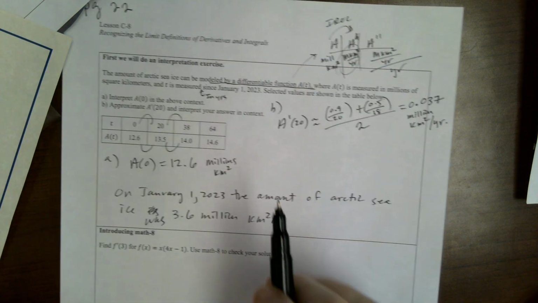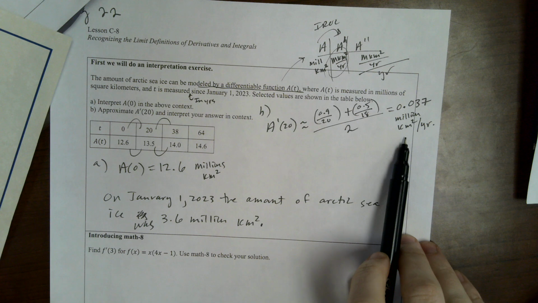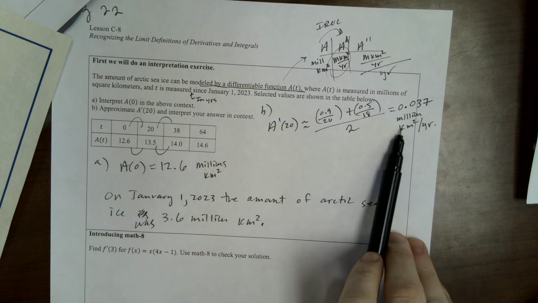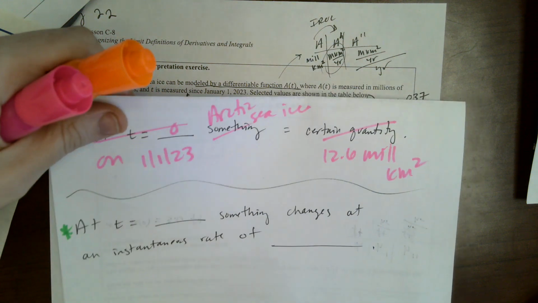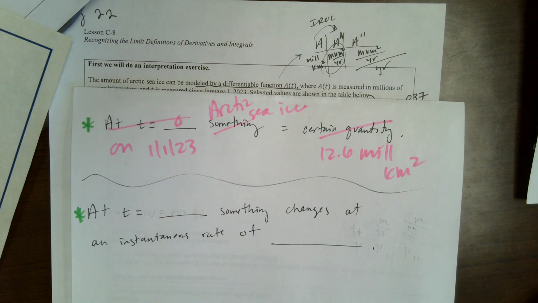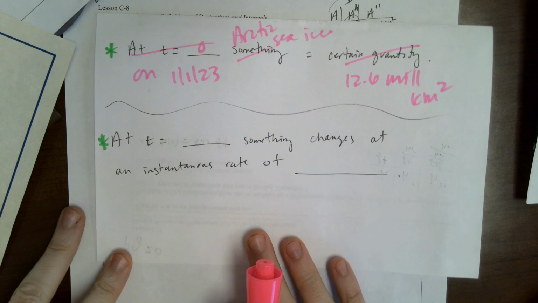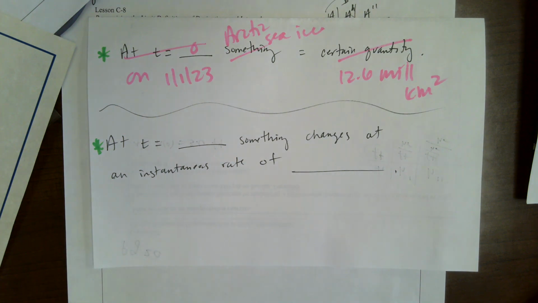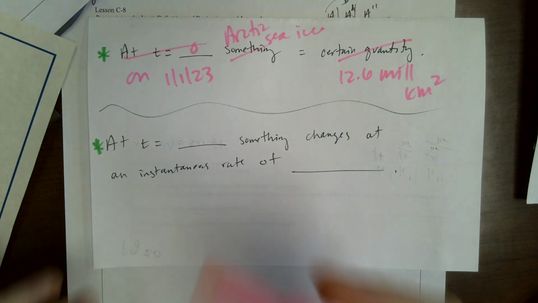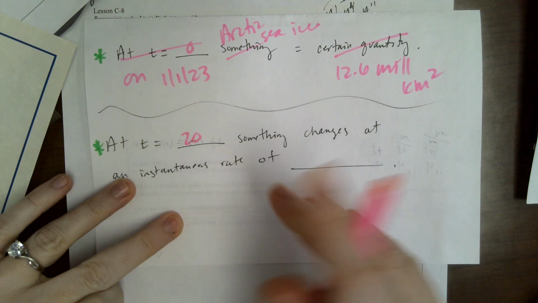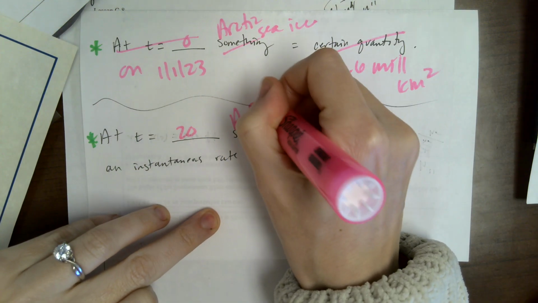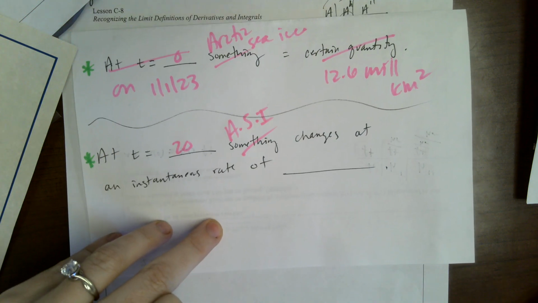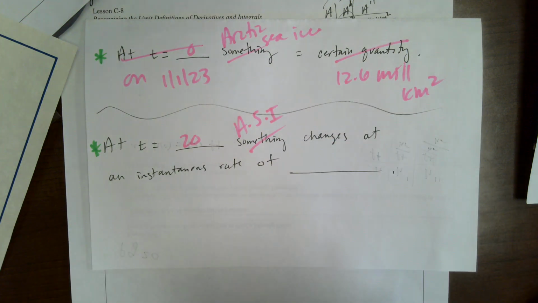But we're going to interpret it in context. So we are interpreting A prime of 20 is approximately this. This is not exact. So we're going to have to use the word approximately, actually, in our explanation. So the way this goes, if you're interpreting A prime, at t equals, okay, in this case, it's 20, something, so I'll say Arctic sea ice. All right, so the amount of Arctic sea ice changes. So how is it changing?